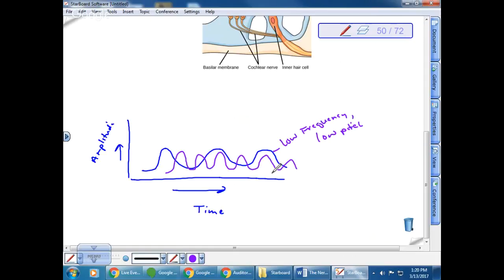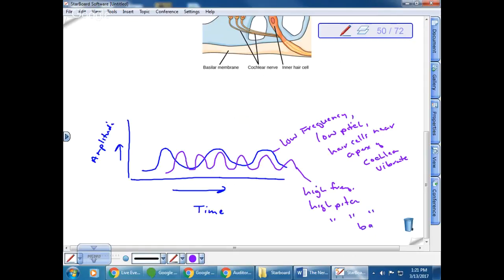So the hair cells that would vibrate would be near the apex of the cochlea. So hair cells near the apex of the cochlea vibrate. So this would be the opposite. This would be the high frequency. So this is the high pitch. And it would be the hair cells near the base of the cochlea.